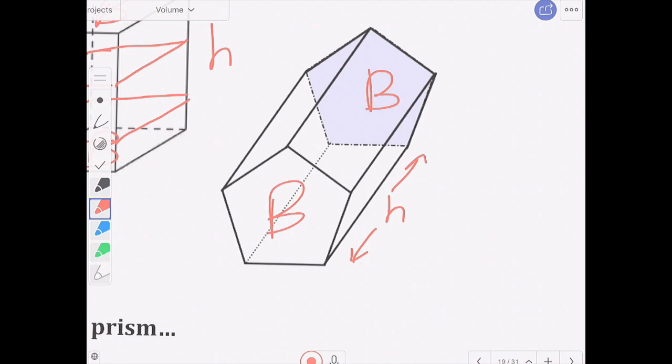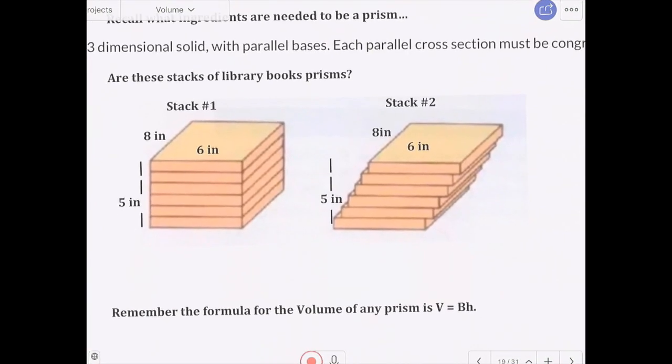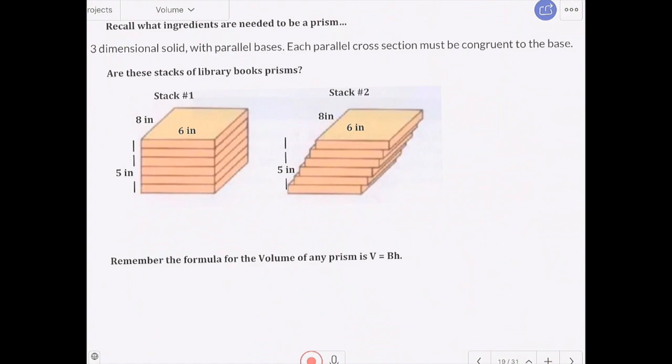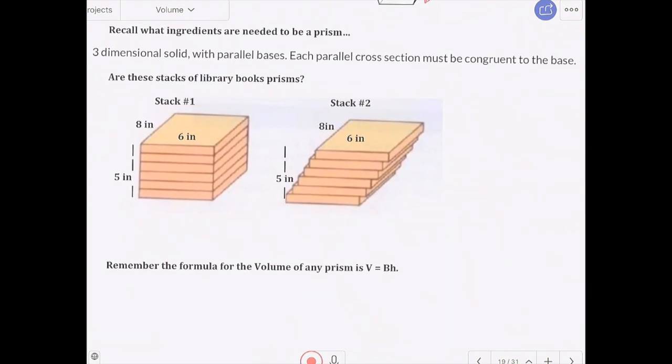So anytime we slice into this prism, as long as we're slicing parallel to one of the bases, we'll end up getting an identical base, or an identical slice, or an identical cross section. So let's see, how about a stack of library books? Do these fit the description to be a prism?